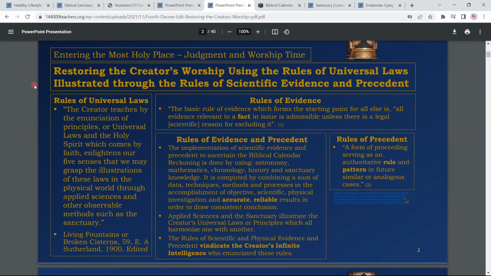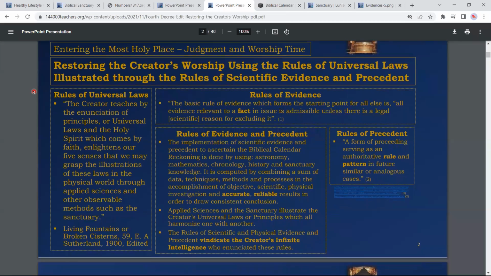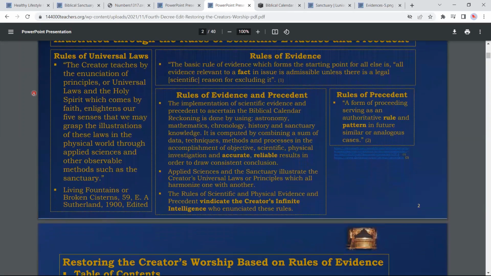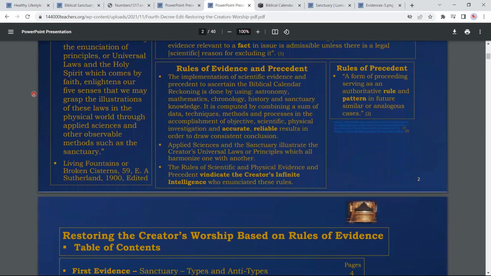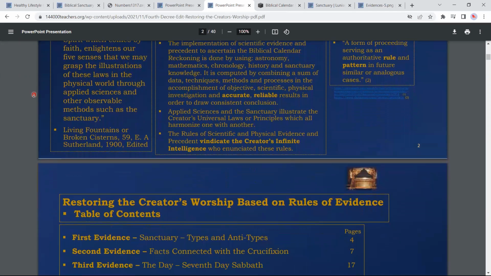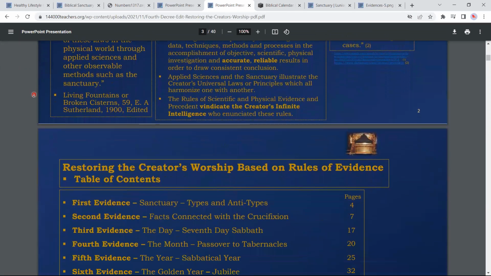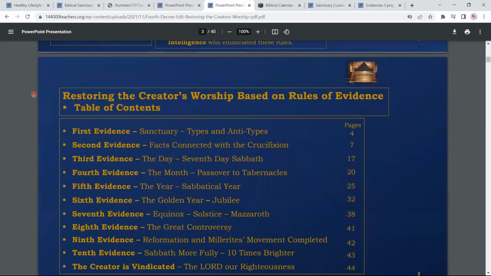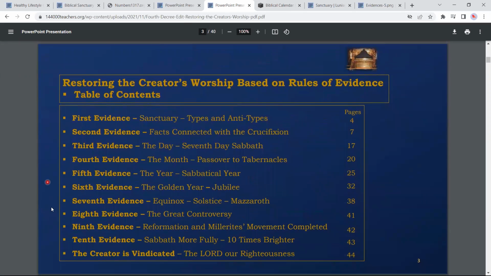So this is basically the basis of true education, and it's applied in the world, but people do not quite understand where they have obtained such a great knowledge, and sometimes it's abused as well. So now, restoring the Creator's worship based on rules of evidence, the table of contents, and we are actually talking about evidence, real evidence. We have gathered 10 of them in this case here, which we will spare you the reading right now because this will be presented in that important video, which started in day number 3.